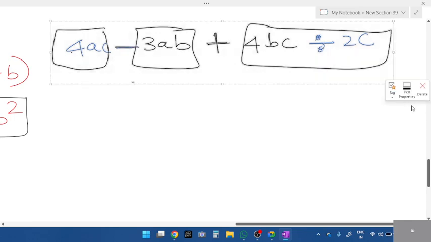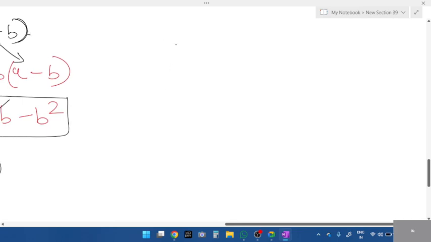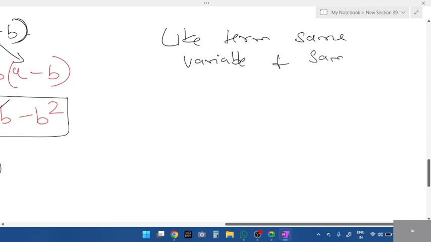Now, like terms and unlike terms, students. If you all remember that, it is very easy to figure out how many terms are there. Like terms and unlike terms. Like term meaning it should have the same variable or alphabet. Same variable. The meaning of variable is alphabet, and the same degree.